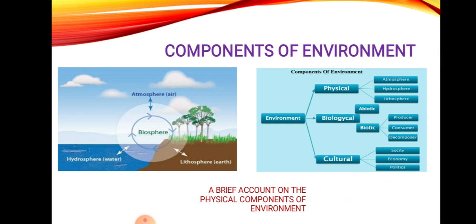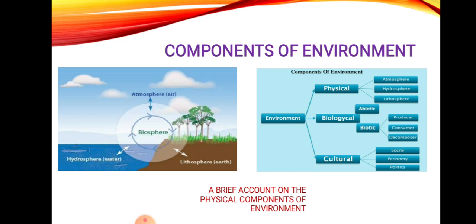Then the environment can be broadly divided into three types: physical component, biological component and cultural component. The left side figure indicates only the biological component, and the right side figure indicates three different types of components: physical, biological and cultural. The physical component is further subdivided into three types: number one is atmosphere, number two is hydrosphere and number three is lithosphere.